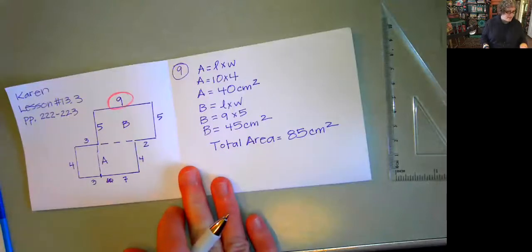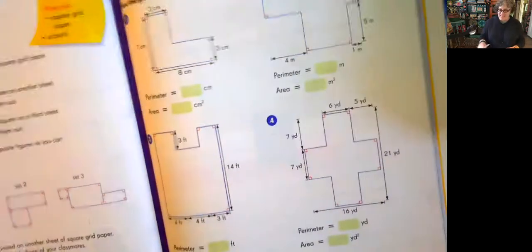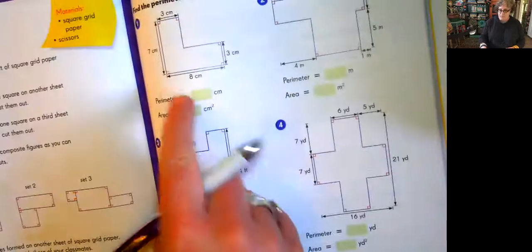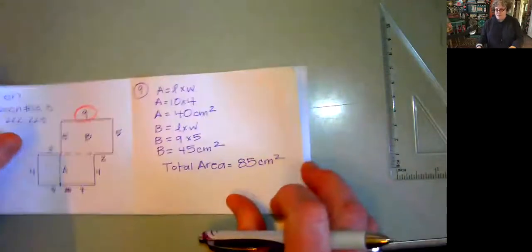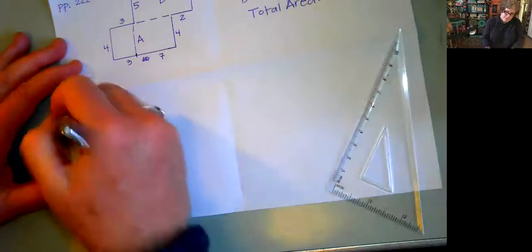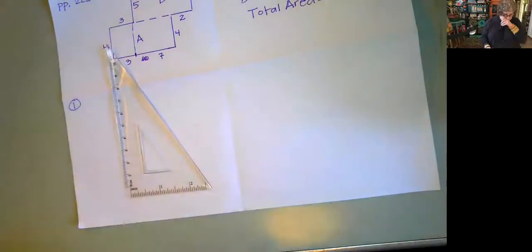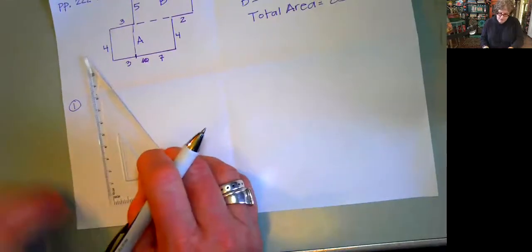Let's go ahead and move on to the next page, and they are a doozy. All of these are asking us to do perimeter and area. The first one we're going to do, number 1, looks like an L. I'm just going to draw it first, because I always like to draw them, and the reason is that it makes it a lot easier.